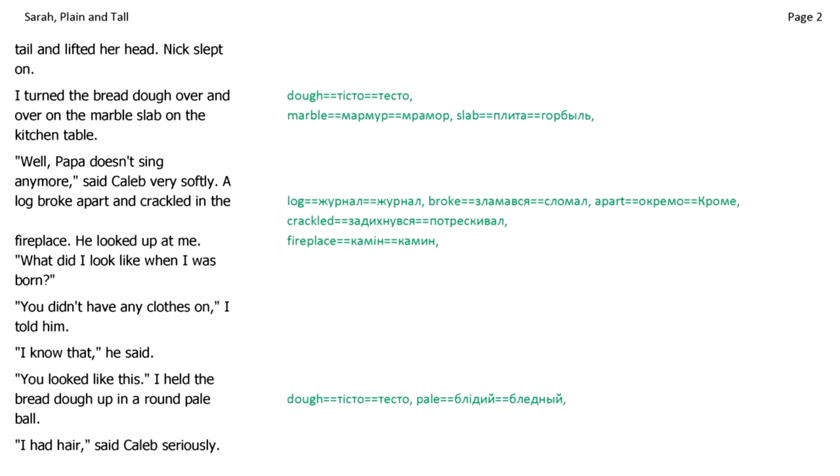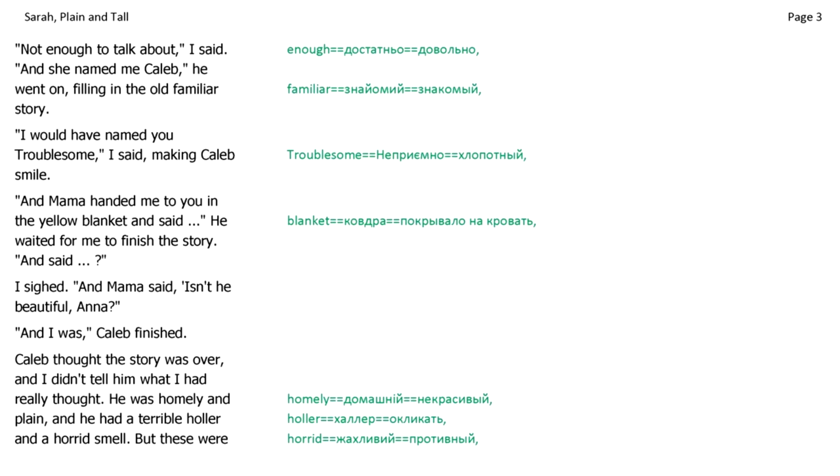"You didn't have any clothes on," I told him. "I know that," he said. "You looked like this." I held the bread dough up in a round pale ball. "I had hair," said Caleb seriously. "Not enough to talk about," I said. "And she named me Caleb," he went on, filling in the old familiar story. "I would have named you Troublesome," I said, making Caleb smile. "And Mama handed me to you in the yellow blanket and said—" He waited for me to finish the story.